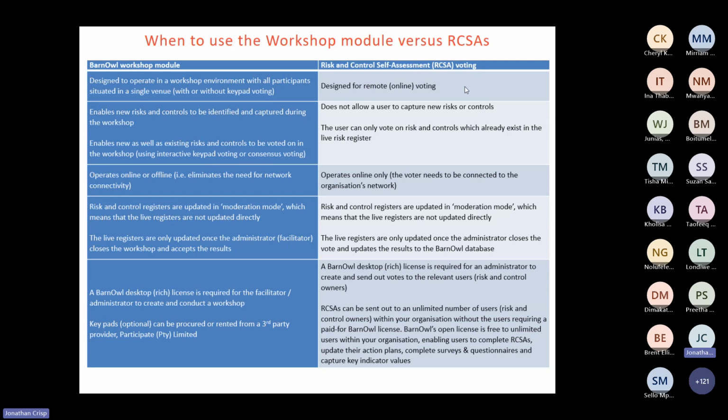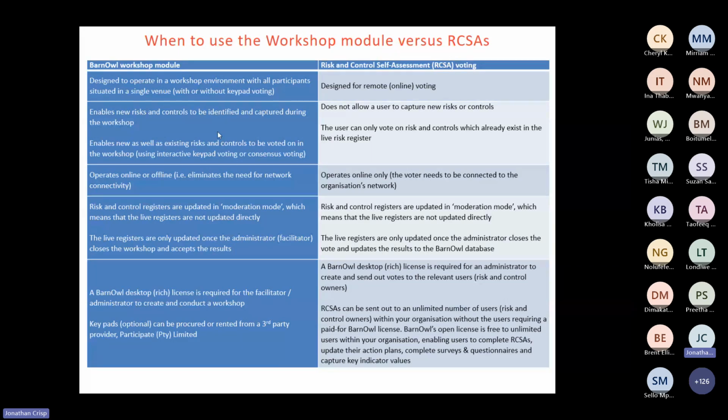The risk and control self-assessment is where the administrator of BarnOwl can send out, via an email link, the ability for the risk owners or control owners to rate their risks and their controls on a regular basis. RCSAs are used extensively in our client base and are a good way to get ownership and accountability for risks and controls. But the workshop module is fun and it gets people together in the same room.